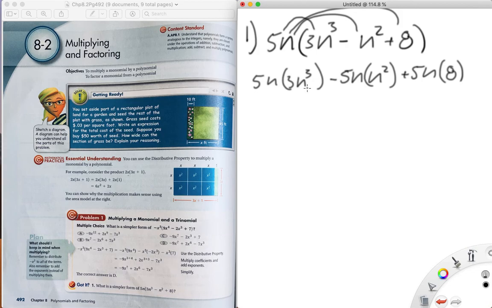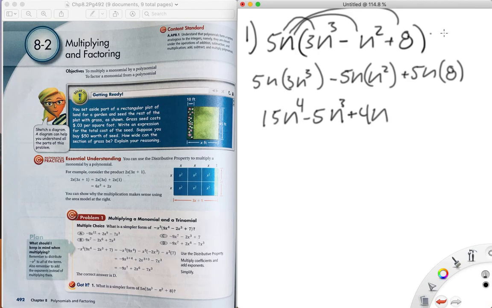5 times 3 is 15. N times n cubed is n to the fourth. I just add their exponents. Negative 5, remember there's a 1 in front of that n squared. So negative 5 times 1 is negative 5. N times n squared is n to the third. 5 times 8 is 40. And then n times 1 is n to the 1.